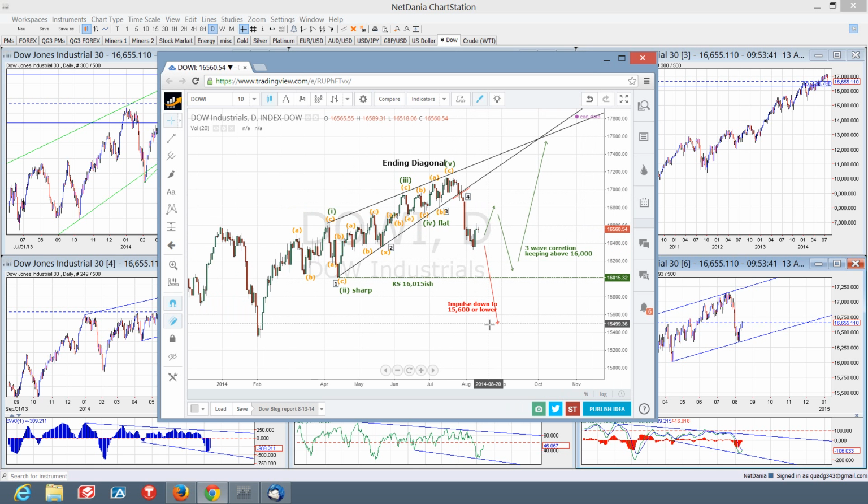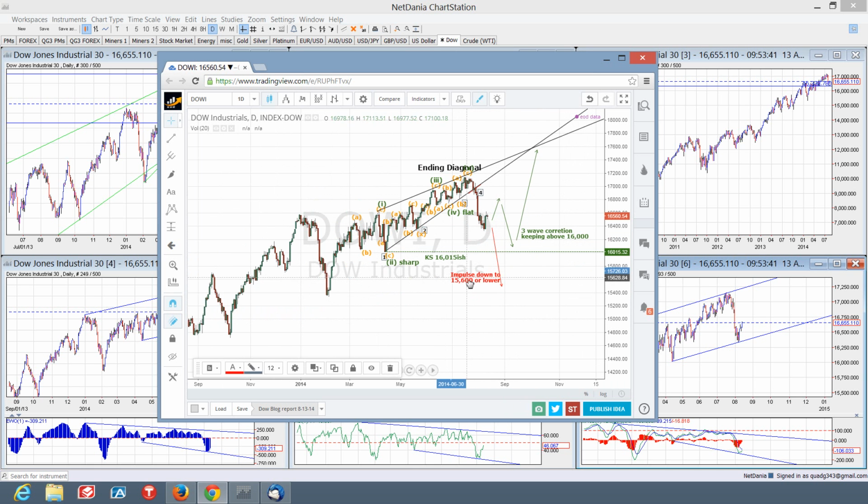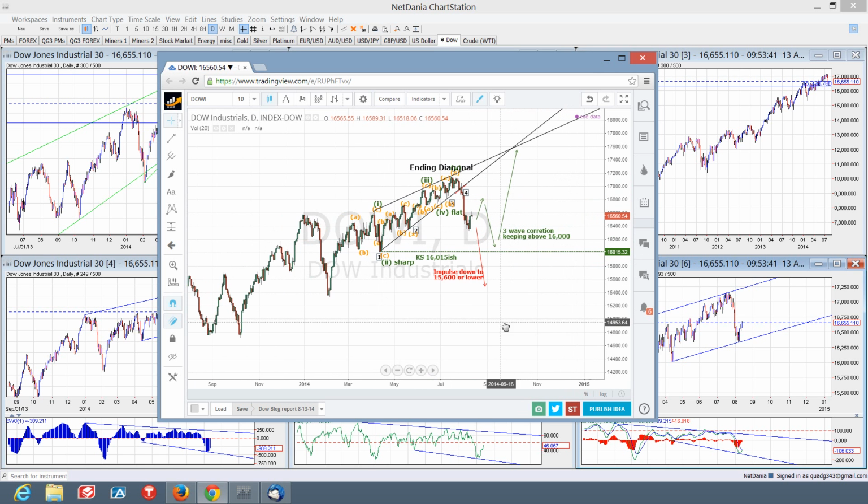If that was to take place, that could set up a right neckline of a possible bearish head and shoulders pattern. With this being the left shoulder here, this is the left neckline. This would be the head, and then we've come down into a right neckline, and then we might see a bounce up into a right shoulder later on, possibly in October. If that was to take place, that would increase the probability that we do have a major top in place, and we could see lower lows to come into 2015.